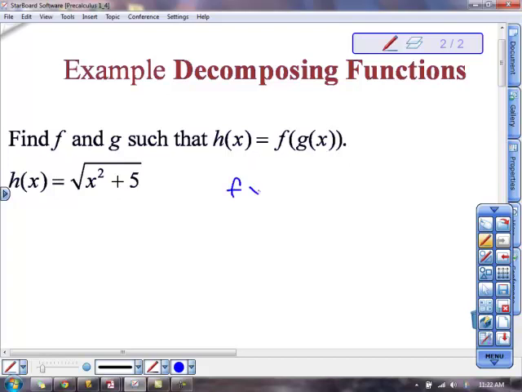So my question is find f of x and find g of x such that if you did the composition, g of x into f of x like this, you'd get this function. So let's go the other way around. Try that one and see if you can get it real quick.